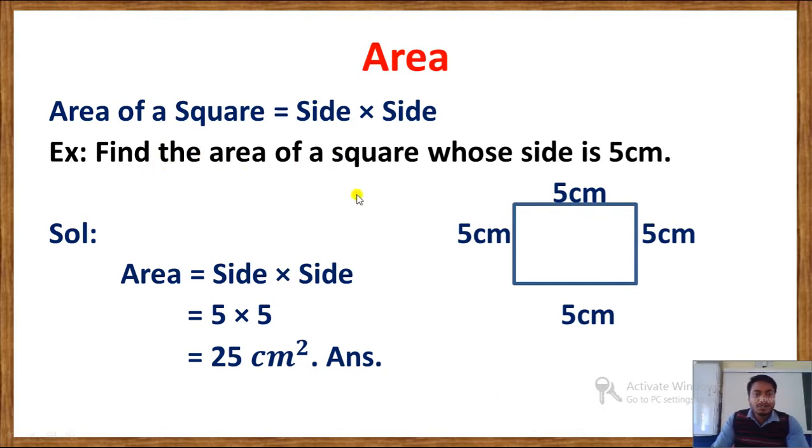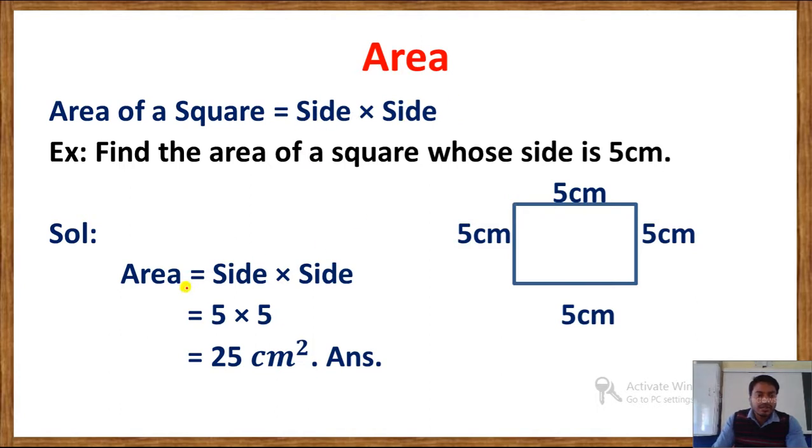Find the area of a square whose side is 5 centimeter. One side is given 5 centimeter, that means all sides will be 5 centimeter. Now we have to find out the area. Now you know the formula, side into side. Area of a square equals side into side.